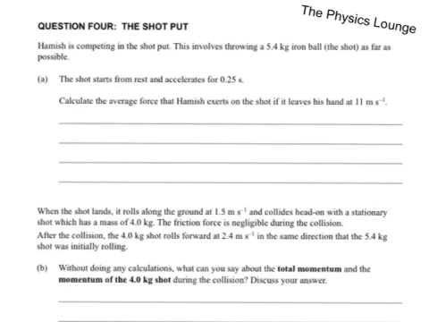So question 4 from the Mechanics paper, Level 2 Physics, the shot put. Hamish is competing in the shot put. This involves throwing a 5.4 kg iron ball, which is the shot, as far as possible. The shot starts from rest and accelerates for 0.25 seconds. Calculate the average force that Hamish exerts on the shot if it leaves his hand at 11 meters per second.